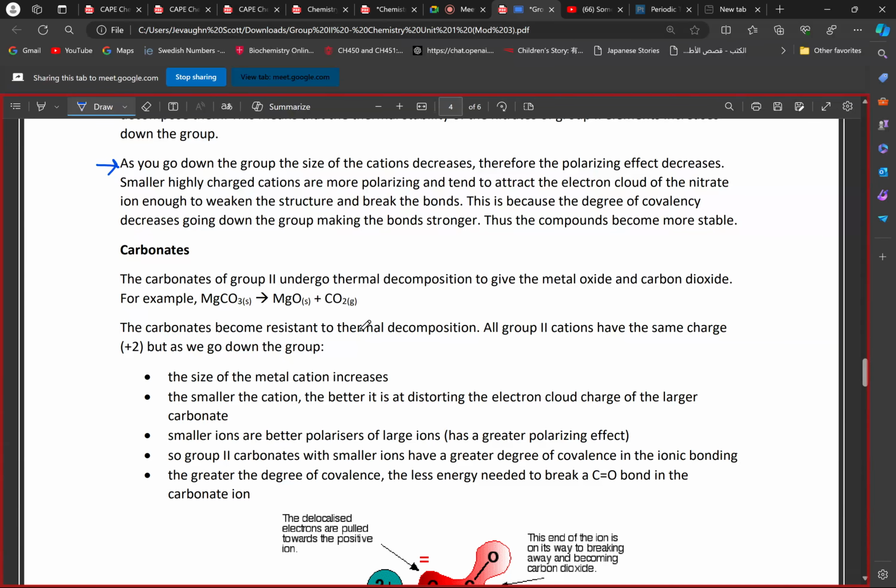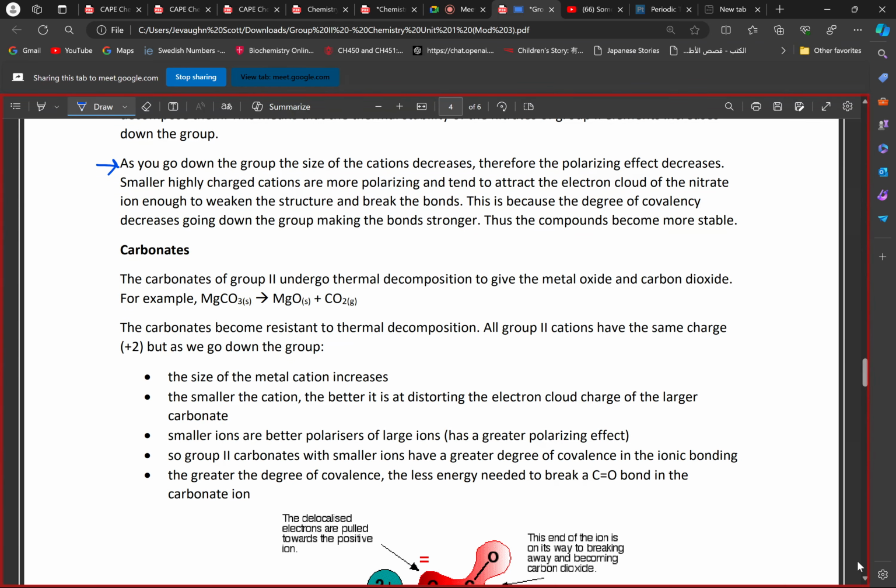As we go down the group, the size of the metal cation increases. The smaller the cation, the better it is at distorting the electron cloud of the larger carbonate. The smaller ions are better polarizers of larger ions, so you have the polarizing effect. So group 2 carbonates with small ions have a greater degree of covalency in the ionic bonding. The greater the degree of covalency, the less energy required to break the bond. Hopefully that makes sense.